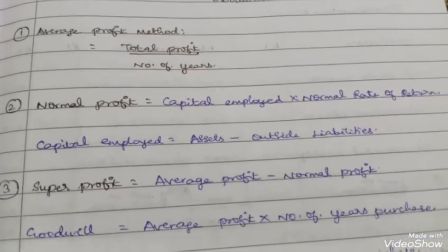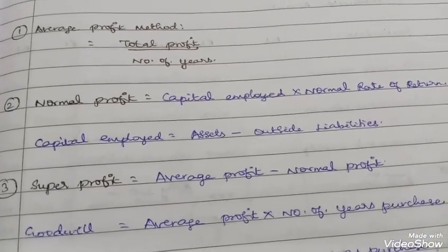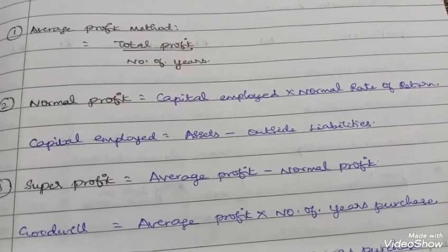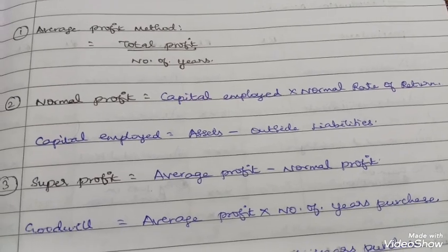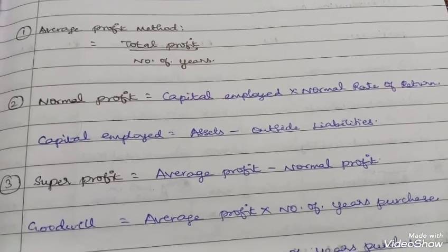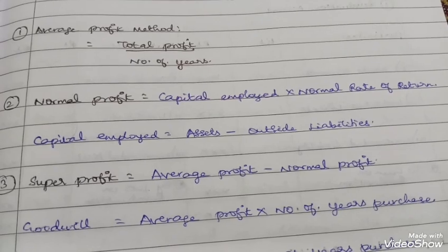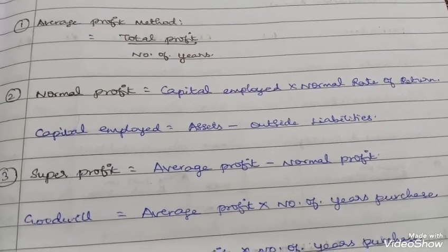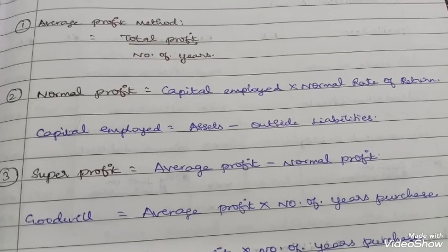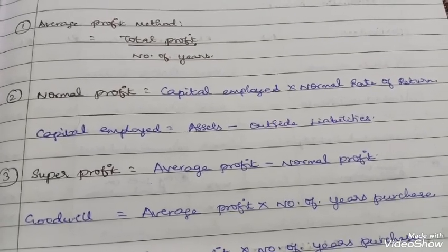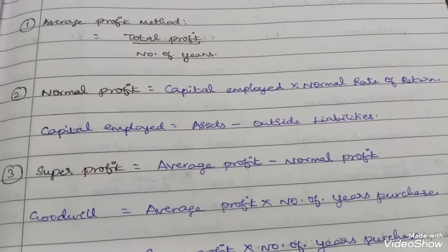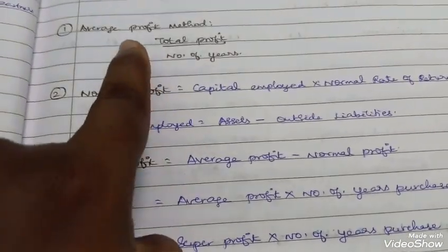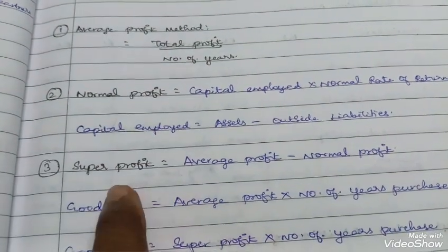Then we move on to the normal profit. The normal profit formula is capital employed into normal rate of return. Sometimes in the question they would not have given capital employed directly, so you will have to find that capital employed. Capital employed is equal to assets minus outside liabilities. If you use that formula, you will get the capital employed, then you multiply with the normal rate of return, and you will get the normal profit. Then the super profit formula is average profit minus normal profit, and you get the super profit.